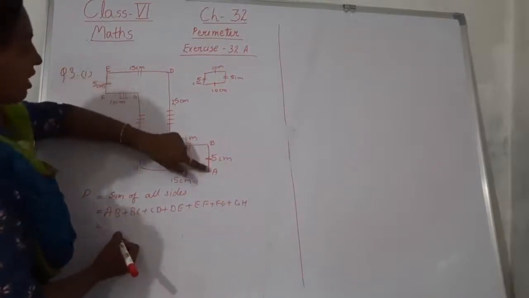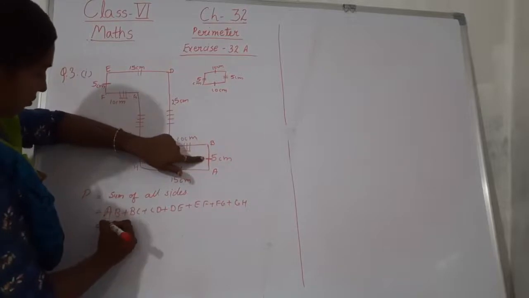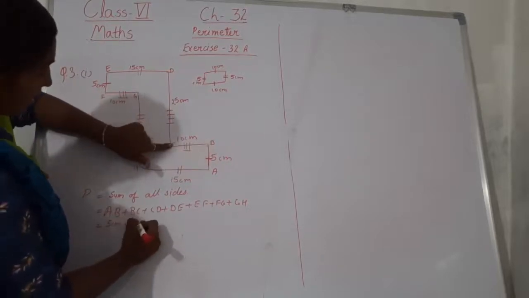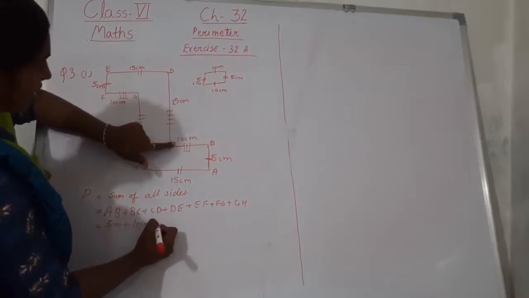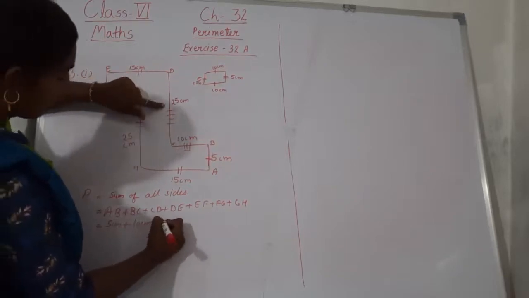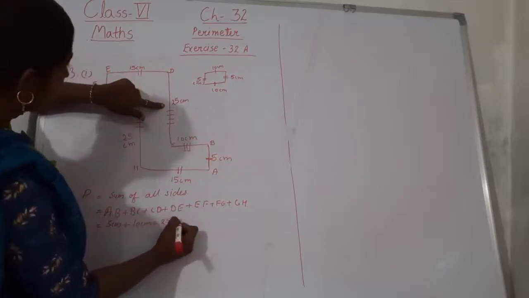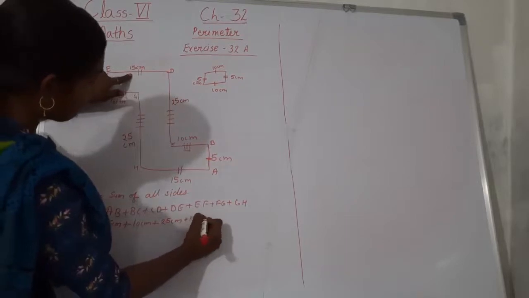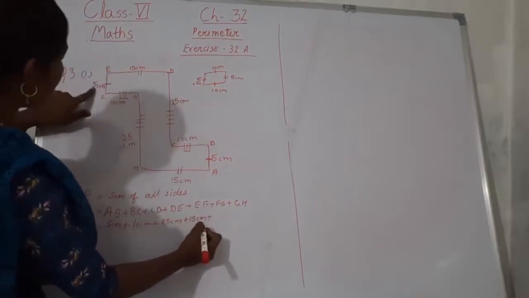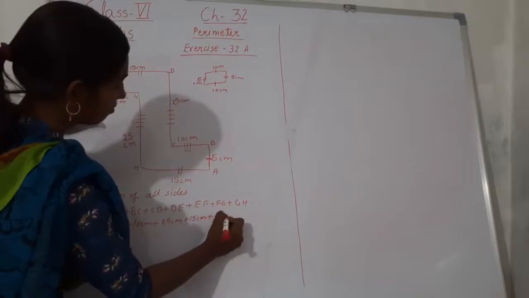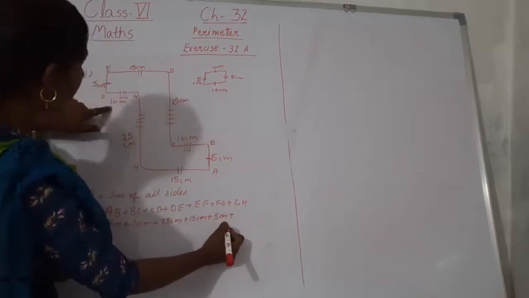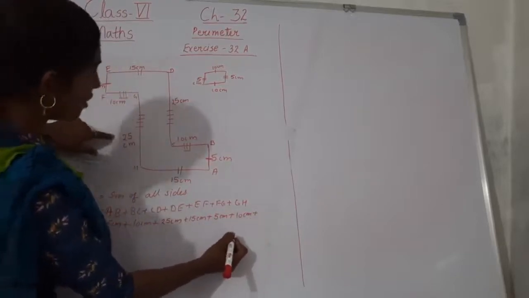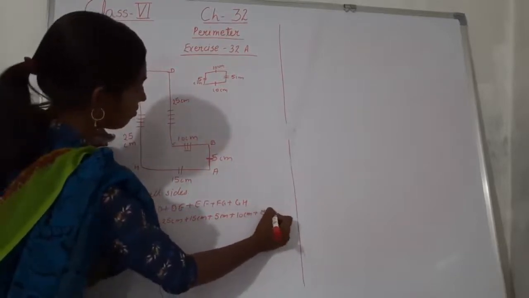Now you see AB 5 centimeter, BC 10 centimeter, CD 25 centimeter, DE 15 centimeter, EF 5 centimeter, FG 10 centimeter, GH 25 centimeter, only this much.